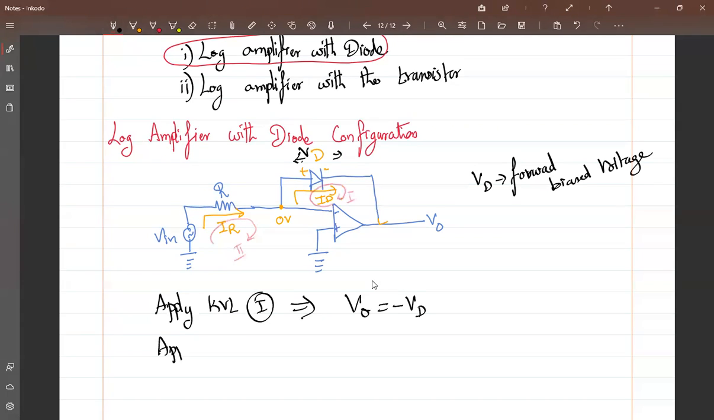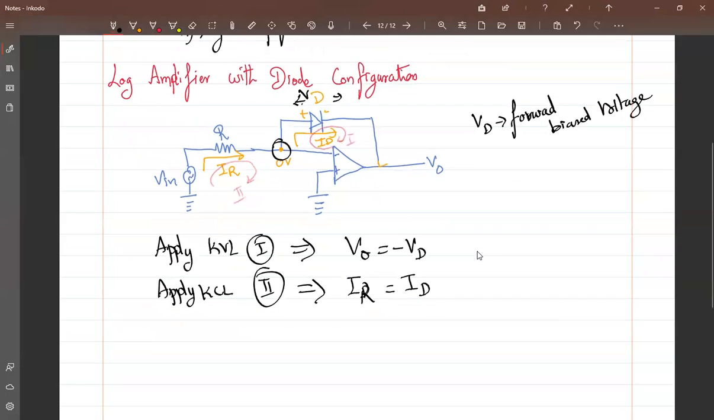Similarly, apply the KCL, Kirchhoff current law, in loop 2, for this node. Considering this node, we can say that IR is equal to ID. The current flowing through the resistor will be equal to the current flowing through the diode. IR can be represented as per Ohm's law as V in by R. So the fundamental current equation and the voltage equation have been framed using the Kirchhoff law.